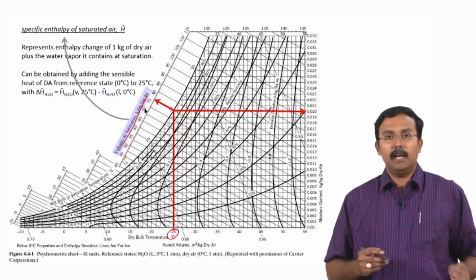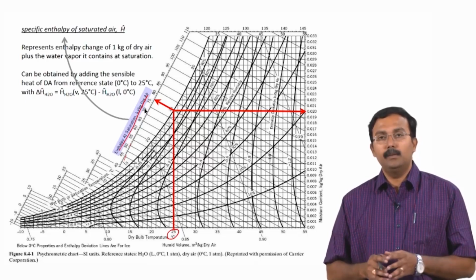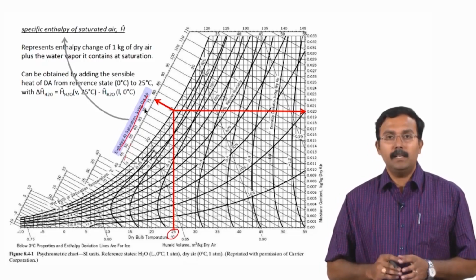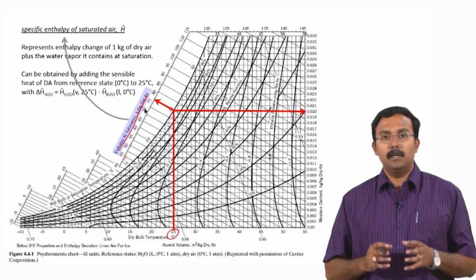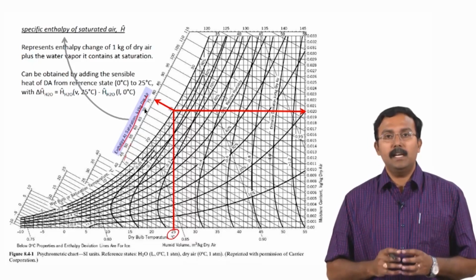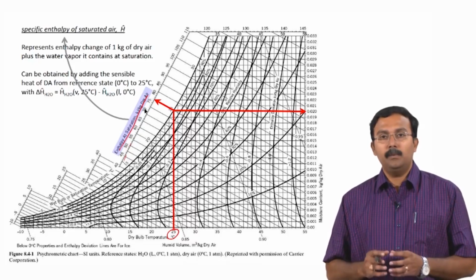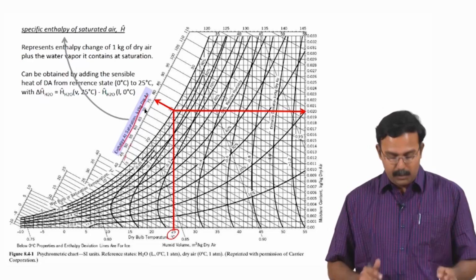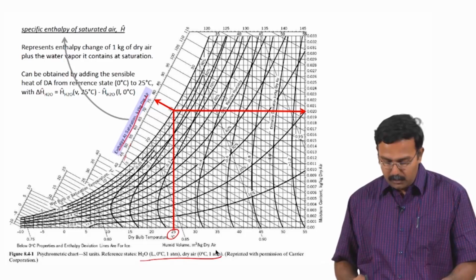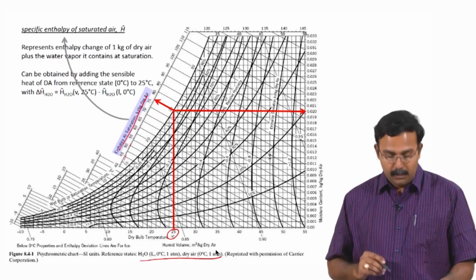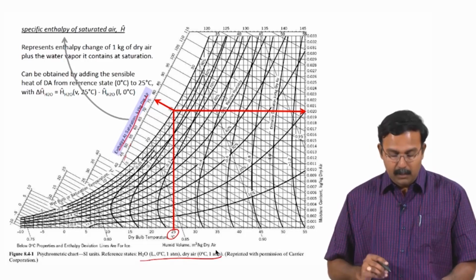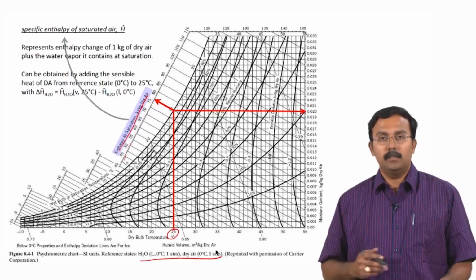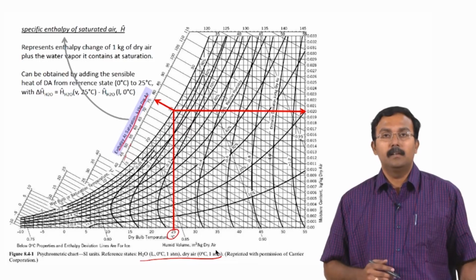So, you can actually calculate this value and you can use it for performing energy balance calculations. So, we need to understand that this is obtained with the reference state as water liquid at 0 degree Celsius and dry air at 0 degree Celsius, which is the reference states used for this system. Okay. So, with that in mind, we can use this chart to get the enthalpy for saturated air.